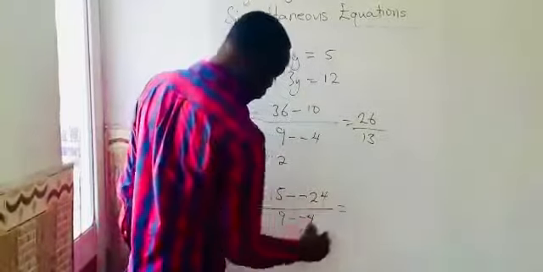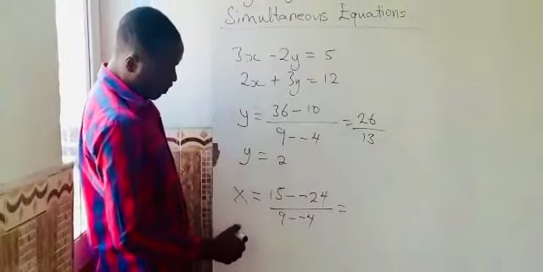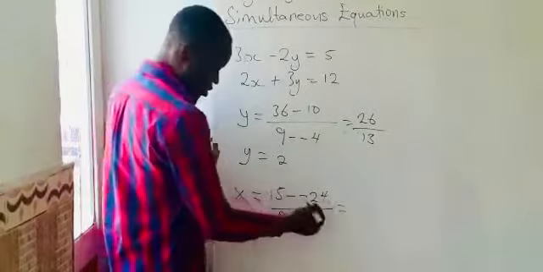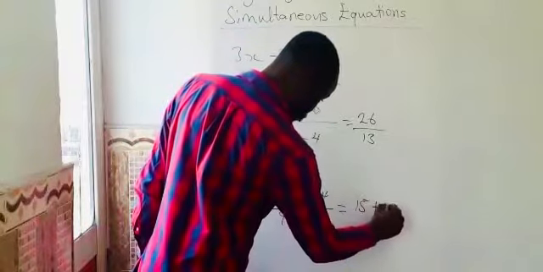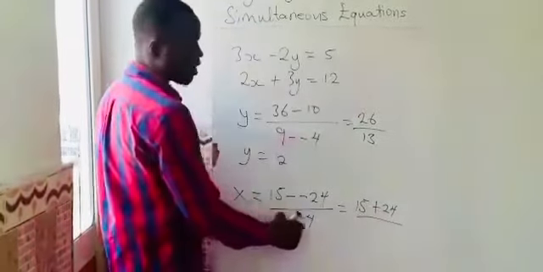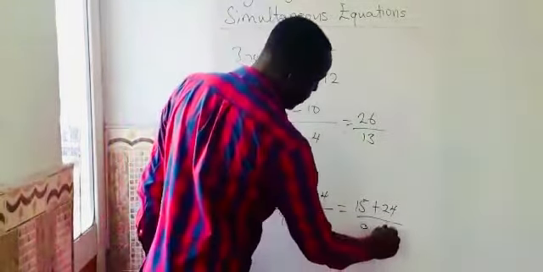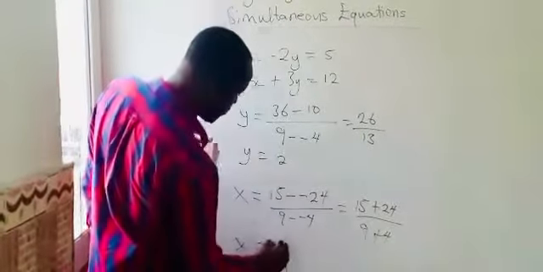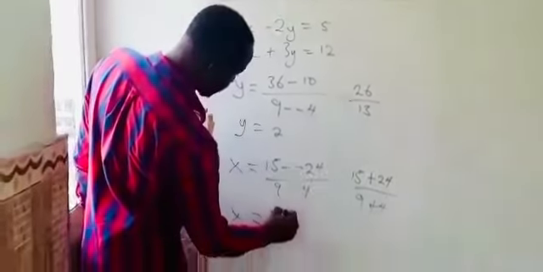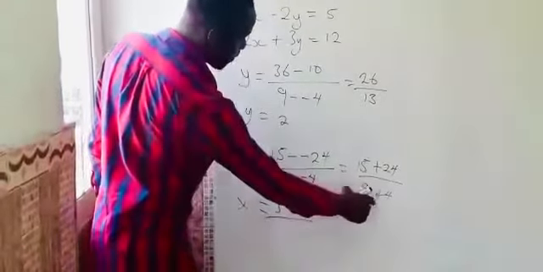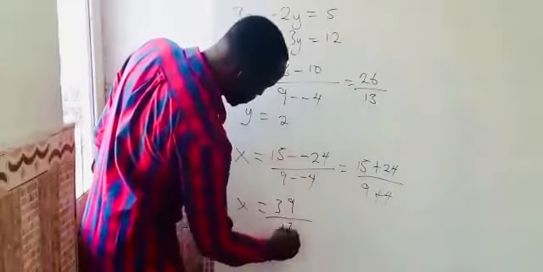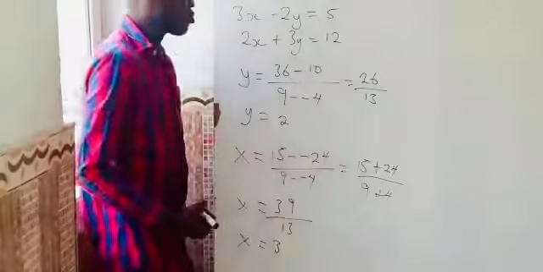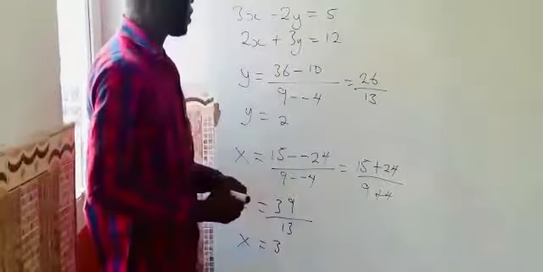Now when you do this simplification, you get 15 minus 24, which is the same as 15 plus 24, and 9 minus 4 is the same as 9 plus 4. Now 15 plus 24 is 39, and 9 plus 4 is 13. So the value of x here will be 3.